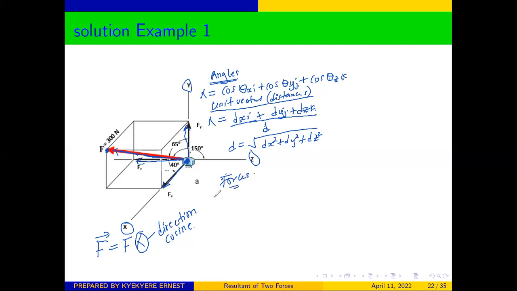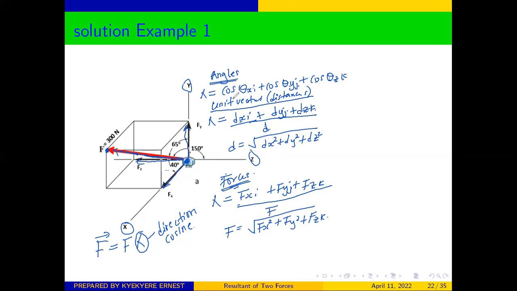So in that case, our direction cosine will be equal to the force in the x-axis plus the force in the y-axis plus the force in the z-axis over the magnitude of all the forces, F, where in this case, our F will be equal to the square root of Fx square plus Fy square plus Fz square. So all these three methods, the angles, the unit vectors or the distances, and the forces can be used to determine the direction cosine.